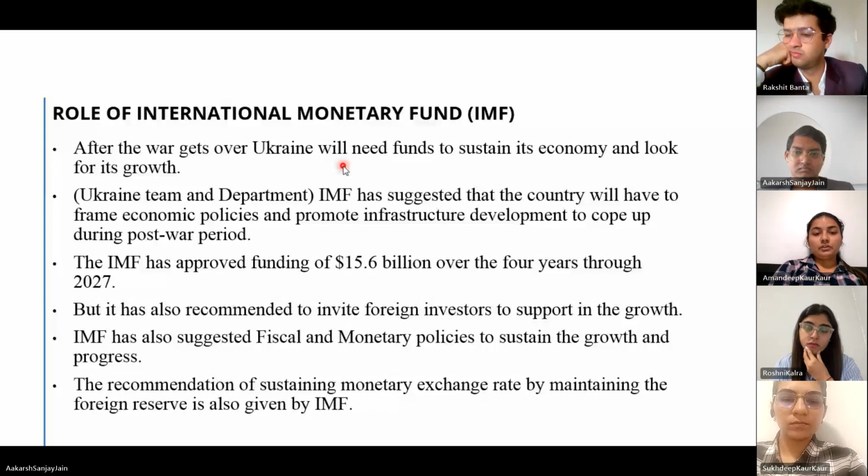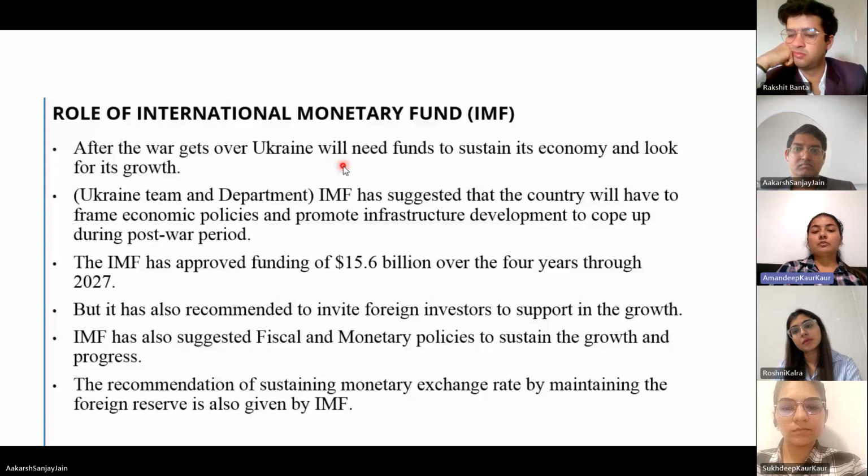Not only this, the IMF has approved the funding of $15.6 billion over the four years through to 2027. So this is all about the IMF, which they suggested to recover the economy of Ukraine. Now I pass the next concept to another group member. Thank you.